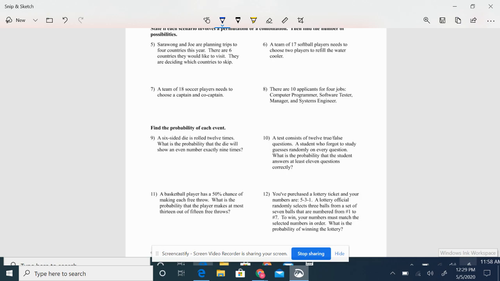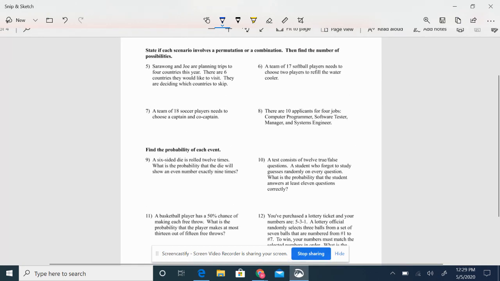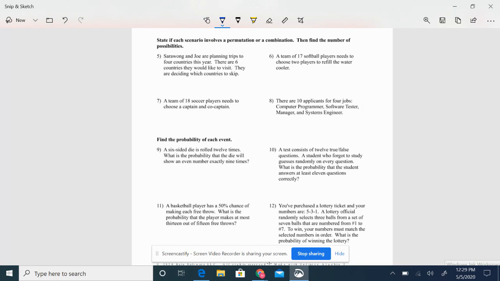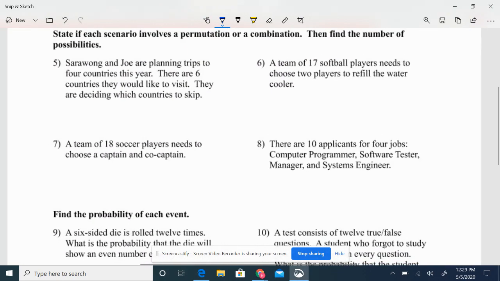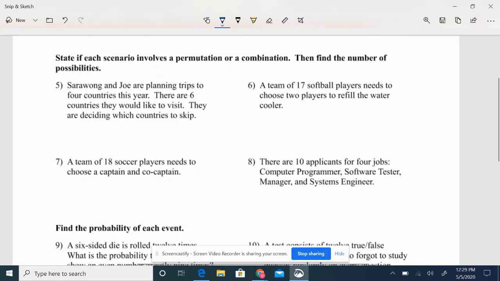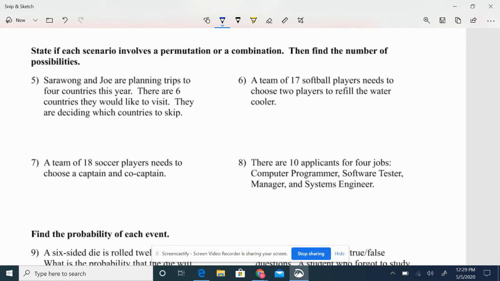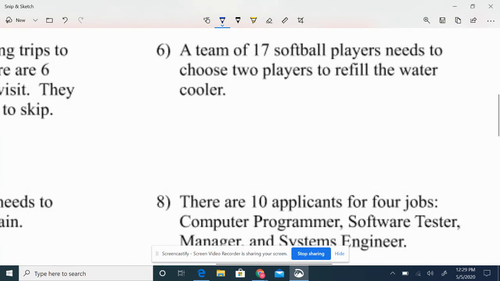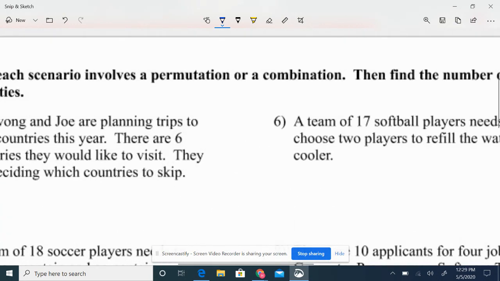For today, we're going to be looking at combinations versus permutations. The first part of our work is going to be to identify whether an area involves permutation or combination, and then find the number of possibilities. Now, yesterday I mentioned something about order.